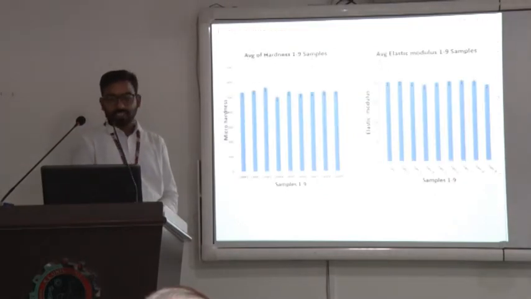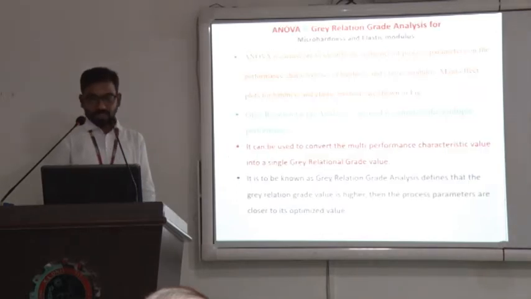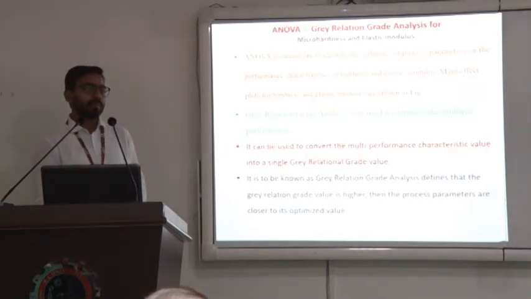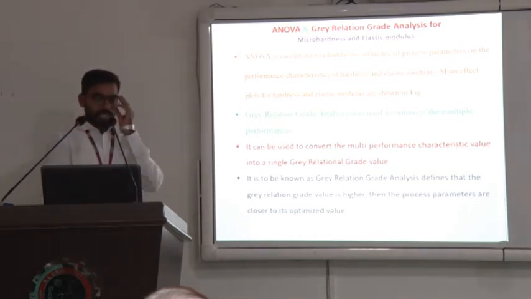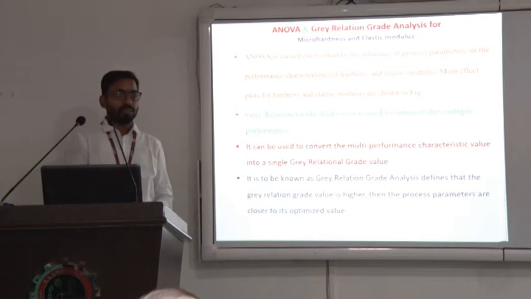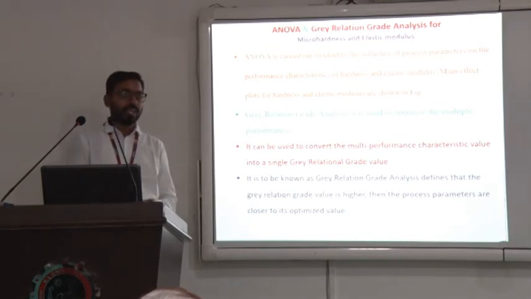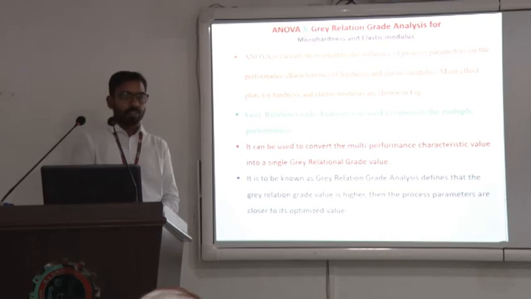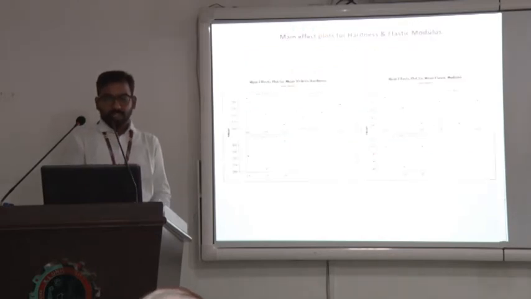Average values for hardness and elastic modulus are graphed. ANOVA analysis is carried out to identify the process parameters influencing the best hardness and best elastic modulus. Grey analysis is used to optimize the multiple performances for different samples. Multiple performance characteristics are converted to single grey values, and these grey values are used to rank the process parameters. If a grey value is high, then the parameters are closer to the optimized values. This is the main effects plot for hardness and elastic modulus.